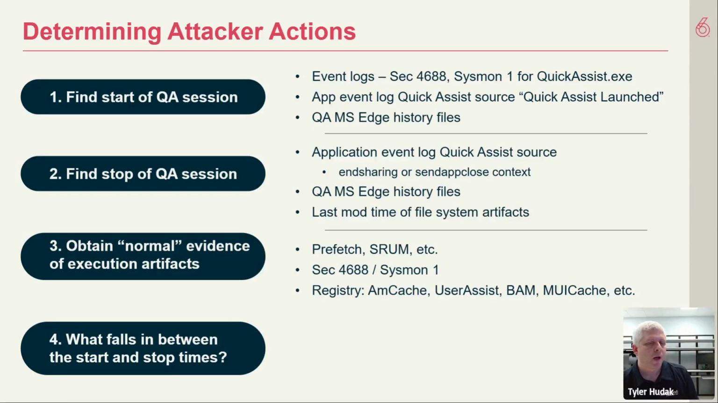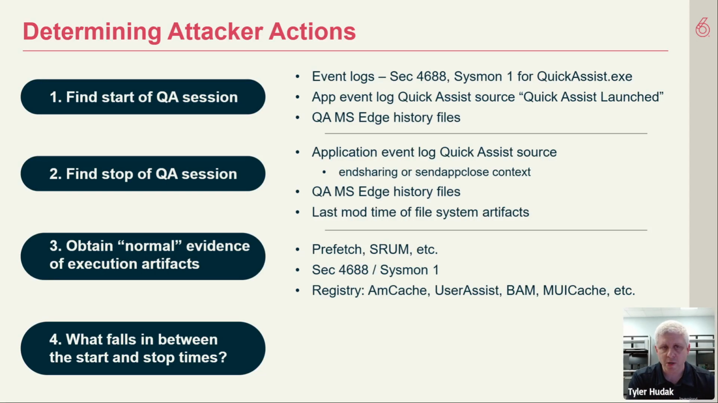Or what was executed. The way that you do this is, first you find the start of the Quick Assist session. There are lots of ways to do this. You can look at the event logs. If you have 4688 process execution logs turned on in the security logs, which you should if you don't, then you'll see Quick Assist run. If you're running Sysmon, you'll see Quick Assist run. You can look in the application event log for the Windows app version of Quick Assist for that Quick Assist launch event, or you can look in the Edge history files for Quick Assist for when it started up.